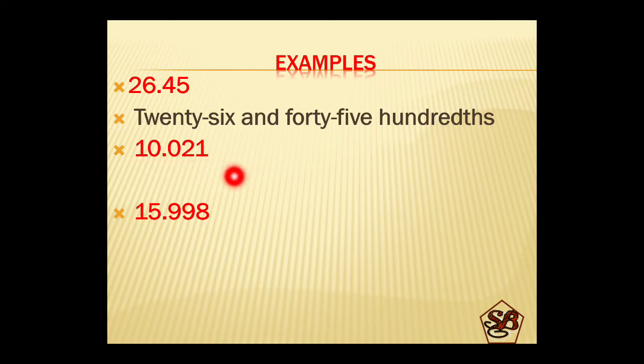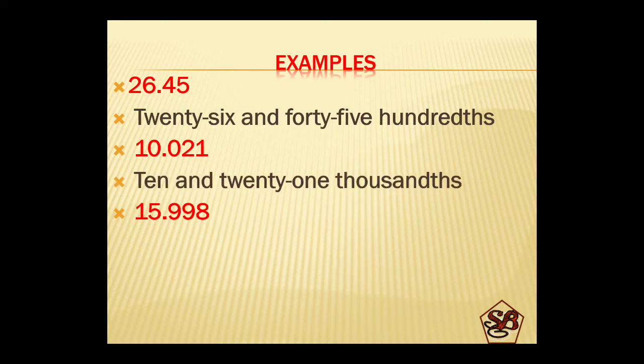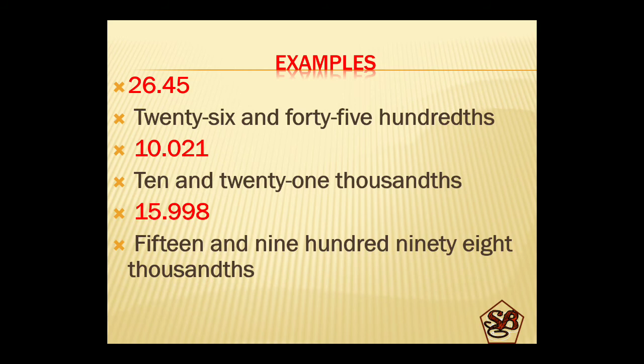10.21 thousandths, as 1 is at 1000th place: 10th, 100th, 1000th. And as I told you, we always speak the place value of the last digit in the decimal number. Here, 10 and 21 thousandths. Next example, 15 and 998 thousandths.